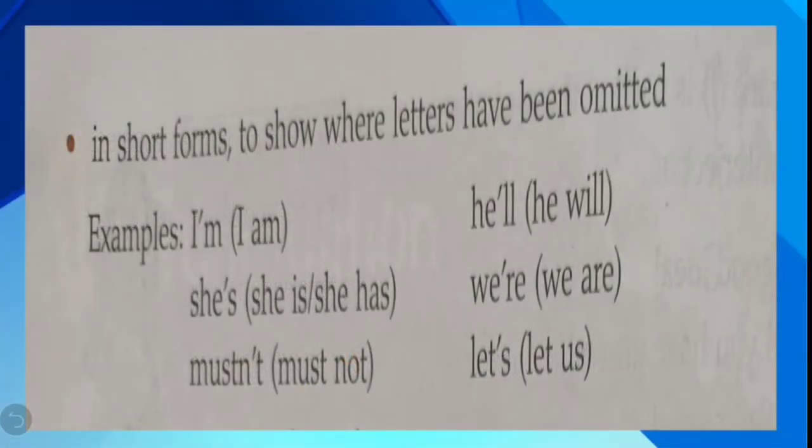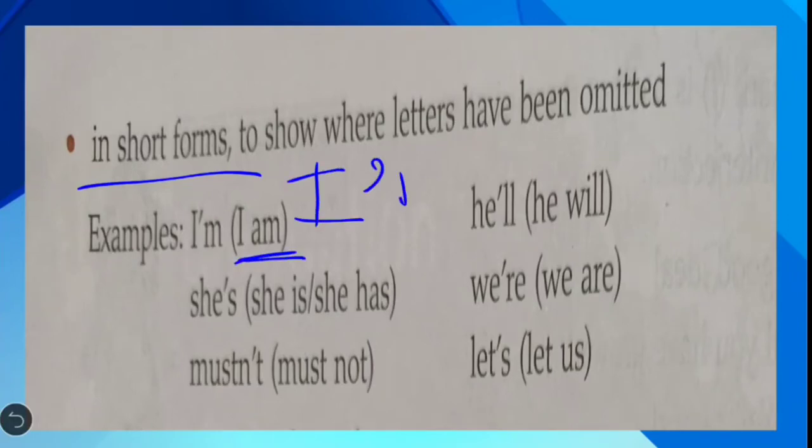Now another use of the apostrophe is in short forms, to show where letters have been omitted. You know students, sometimes we remove letters, we omit letters. So in place of the omitted letter we have to put an apostrophe. In place of I am, if I just write I'm, which letter did I omit? A. So in place of the omitted letter, I just put an apostrophe. He will, he'll.